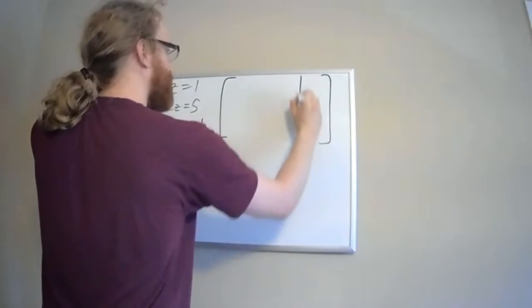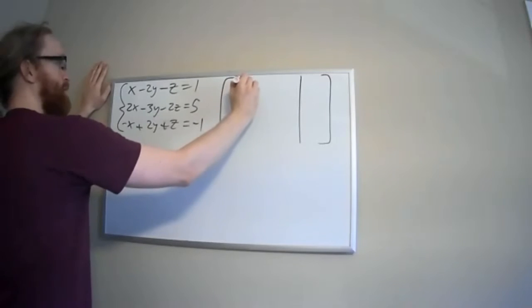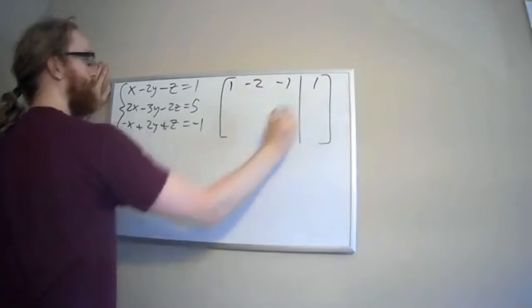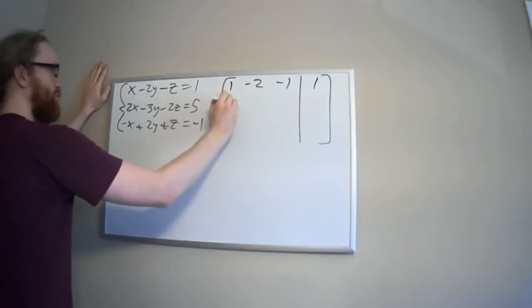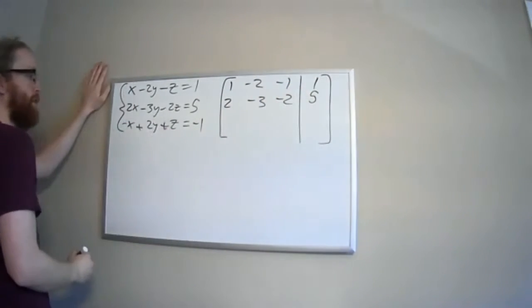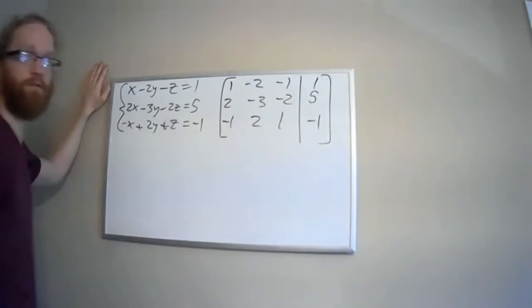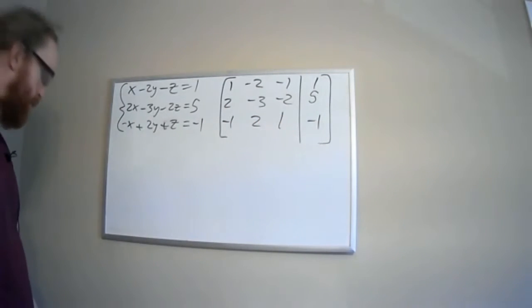Write down our augmented matrix. That's always the first step. So just read off the numbers. The first row is 1, negative 2, negative 1, 1. The next row is 2, negative 3, negative 2, 5. And the third row is negative 1, 2, 1, negative 1. Okay, so here's our augmented matrix.